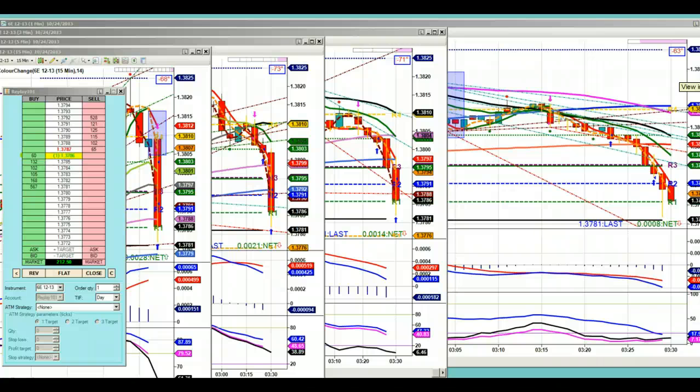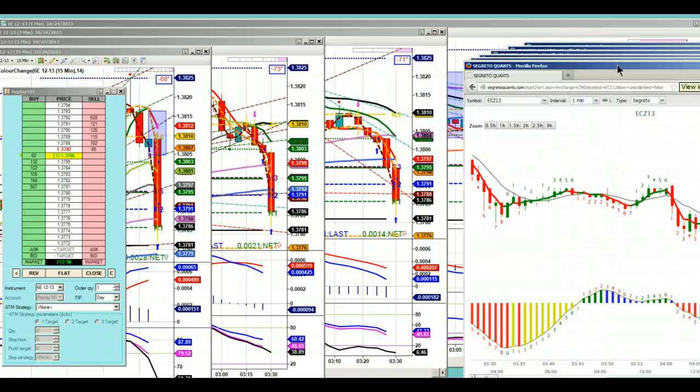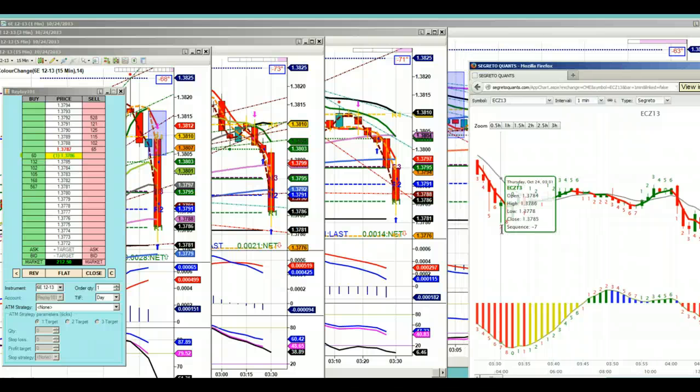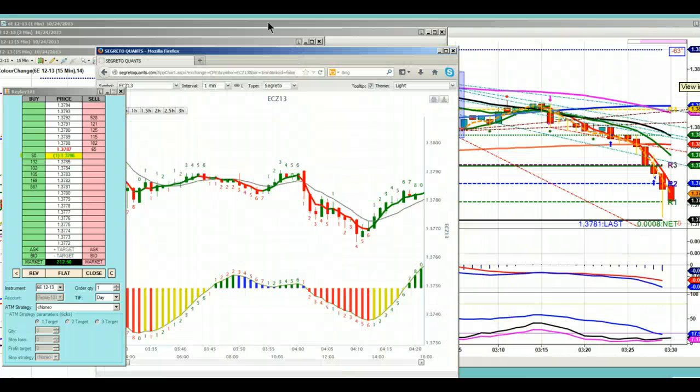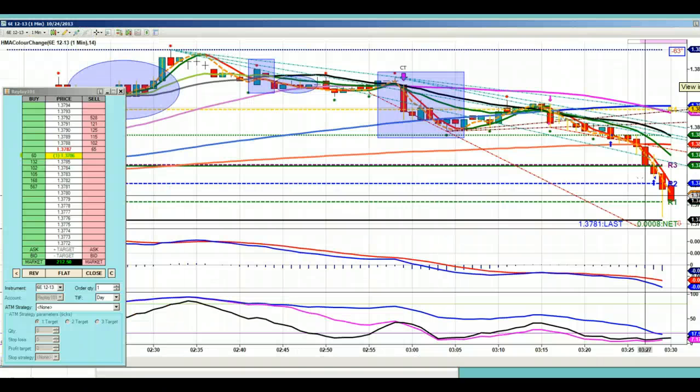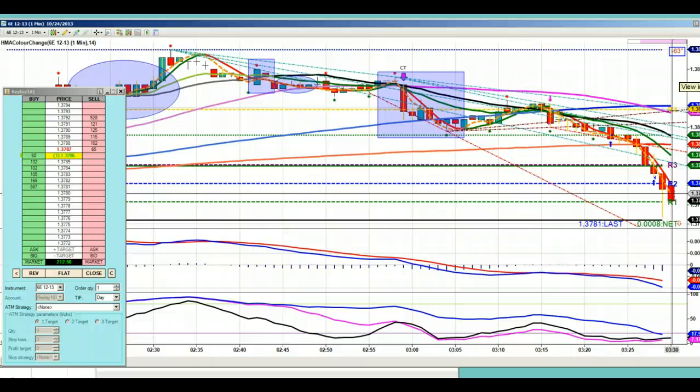As you can see here, if we look at our 1 minute chart, at 3:31 we now hit the number 7. So what time is this bar? 3:30. So this red bar is a number 6 on the 1 minute chart.